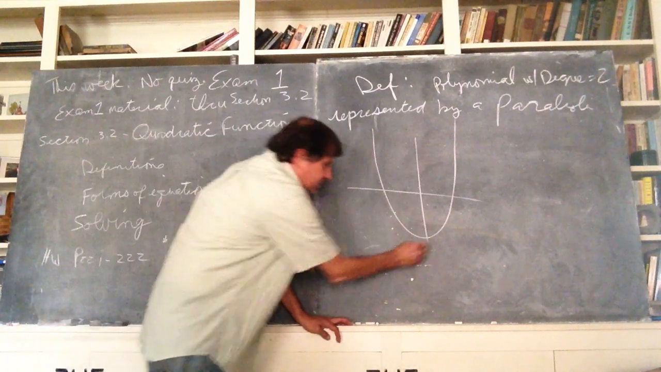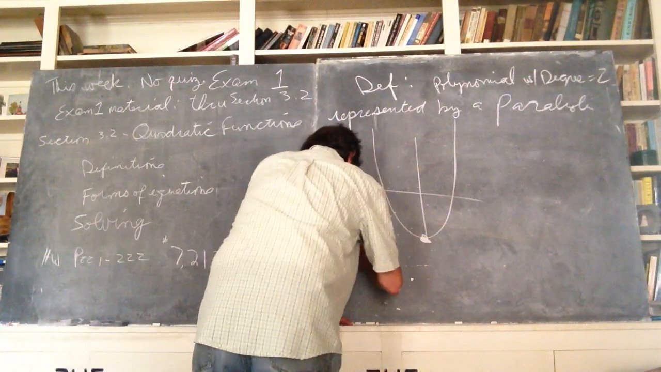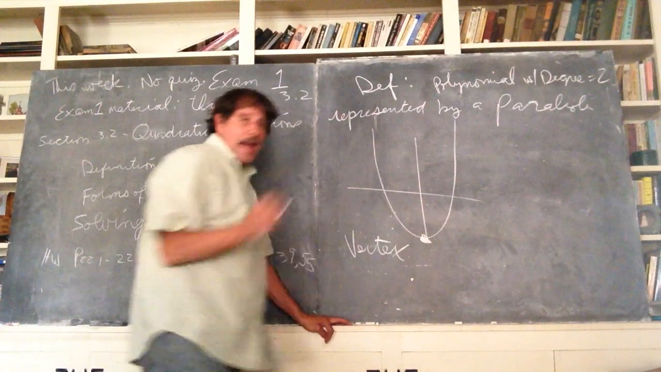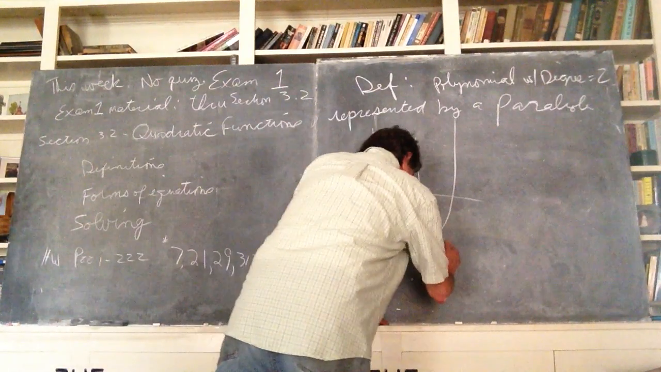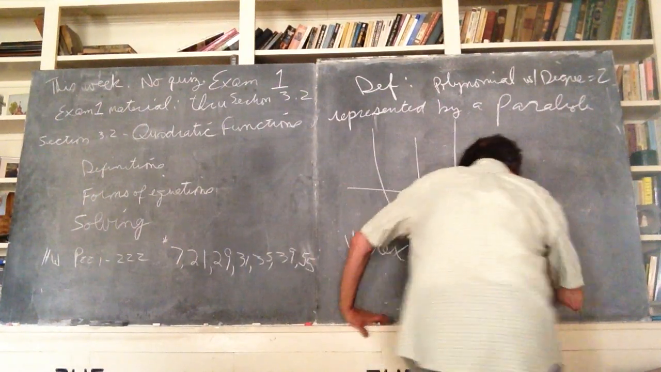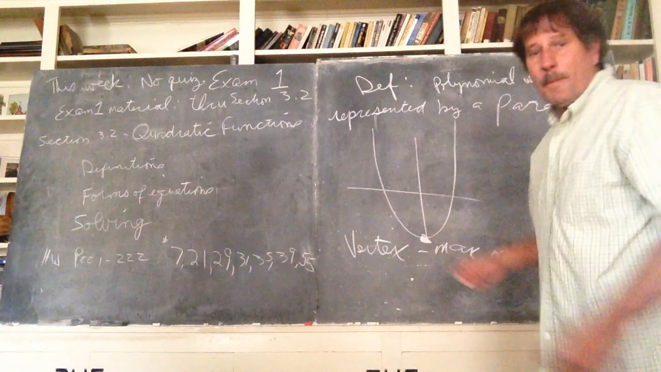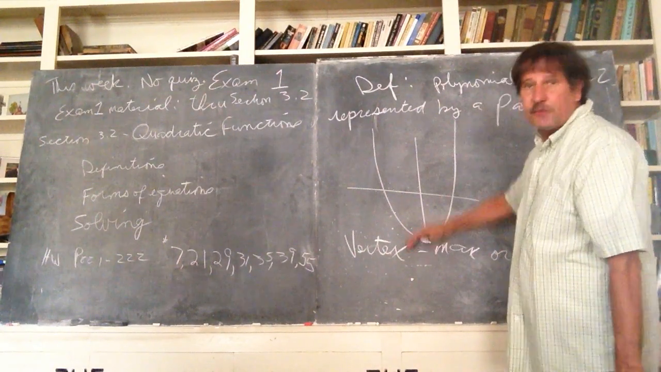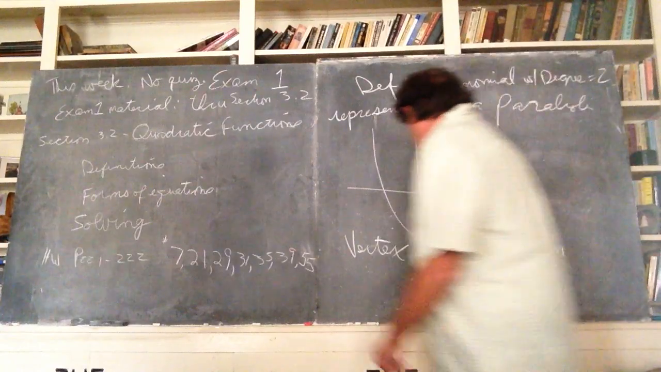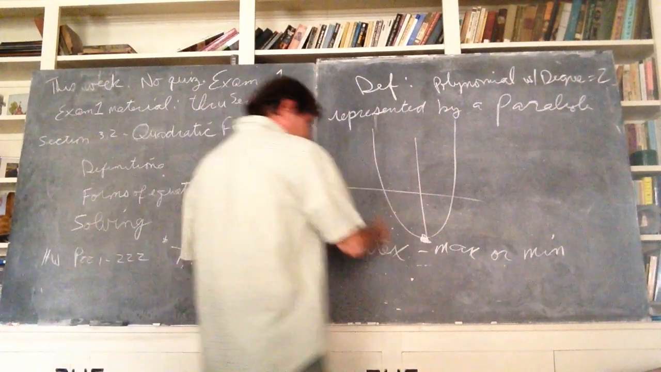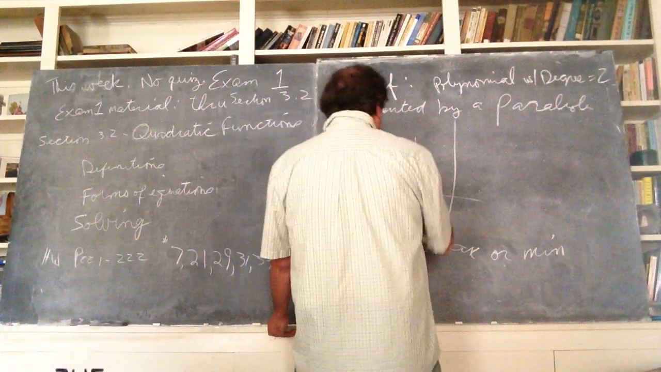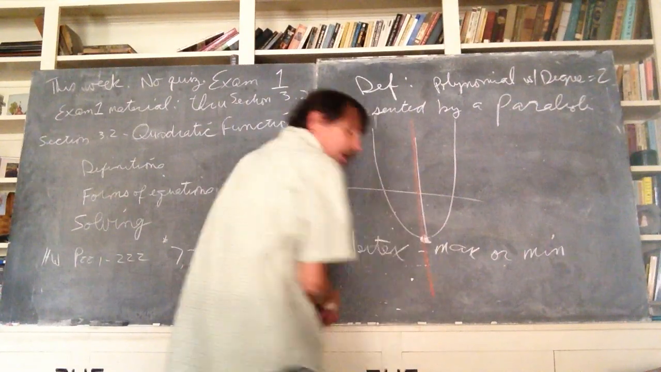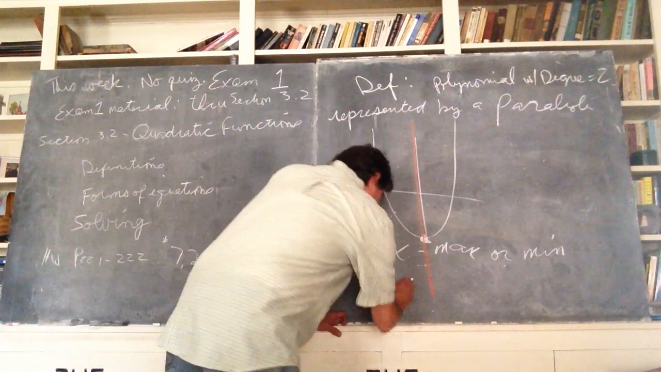All of these have what's called a vertex. And that'll either be the max or the minimum point. That'll also define the domain. The domain for this one is from that vertex all the way up to infinity. It also has what's called an axis of symmetry going through that point.